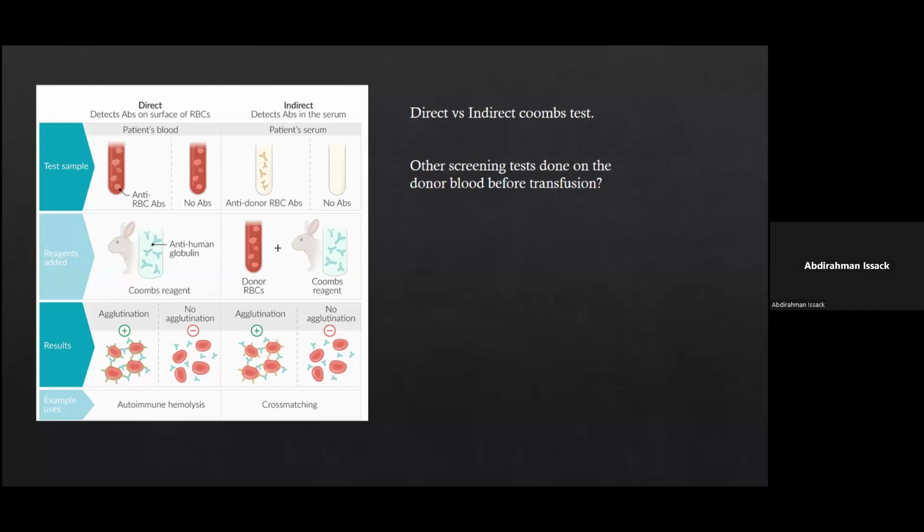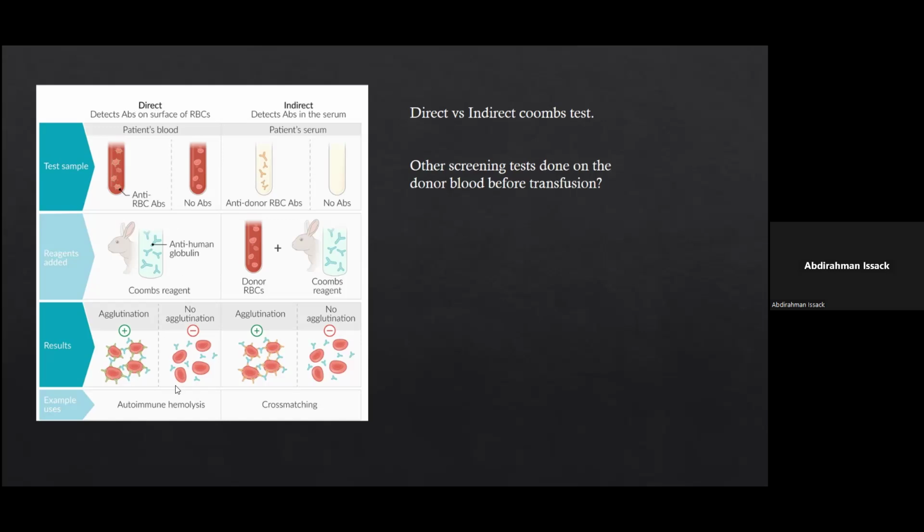Okay. I was trying to show the difference between the direct and the indirect Coombs test. One of them is used in autoimmune hemolytic anemias. The other one is used in cross-matching. The various tests done before blood transfusions. It's one of them. So I was trying to show this one may be asked for those of you who have done maybe your rotations in hematology. It's one of those frequent questions.